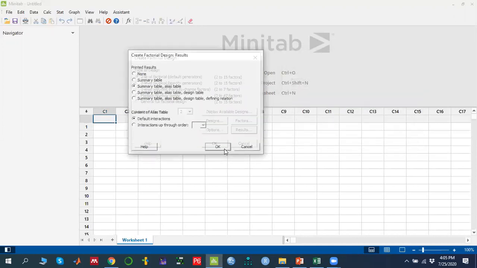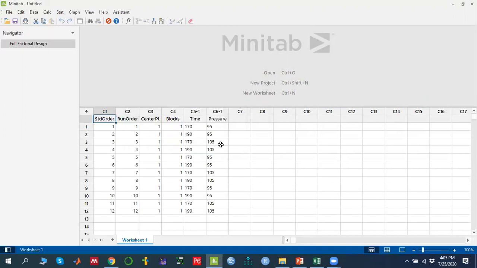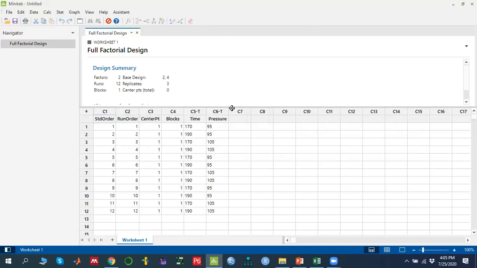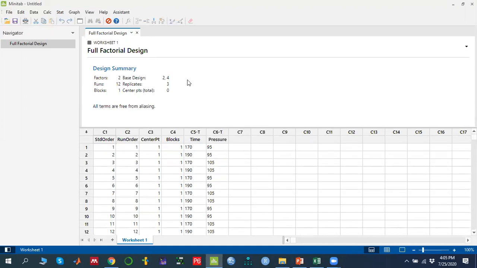And then this is the default option, so press OK. So this is basically what we have done. We have designed a 2 power k design of experiment, and this is indicating full factorial. Full factorial means 2 power 2, which is 4 experiments, multiplied by 3 because we are repeating this experiment 3 times. So that's why we have a total of 12 experiments.